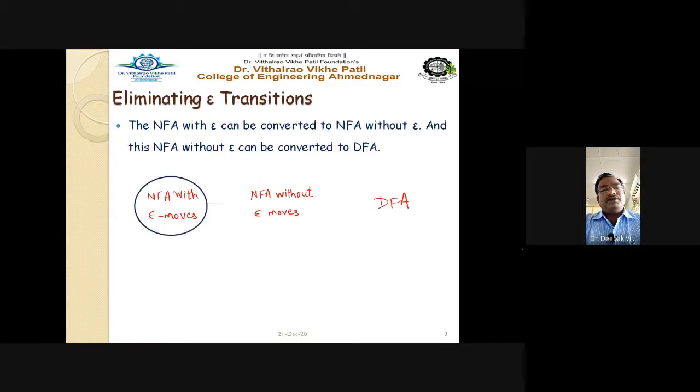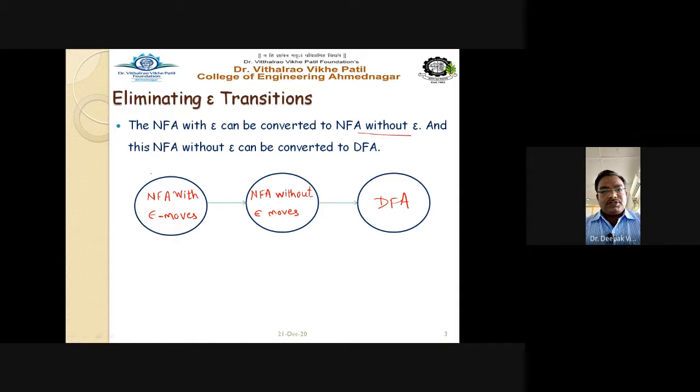So what we have to do here, see the figure given on the screen. So NFA with epsilon moves, right? So NFA with epsilon moves, we have to convert that NFA with epsilon moves to NFA without epsilon moves. And finally, this NFA without epsilon moves needs to be converted into the DFA, that is nothing but our deterministic finite automata, right? So NFA with epsilon moves can be converted to NFA without epsilon moves, right? And this is possible with the help of some method.